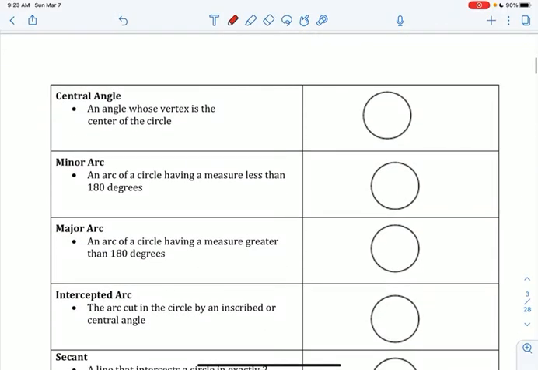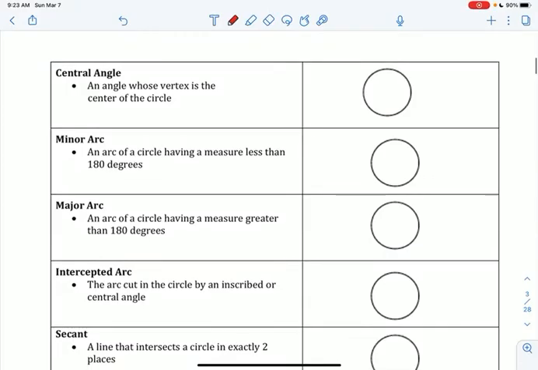This we already did. This got on there twice for some reason, so we don't have to worry about central angle again. But we were talking about arcs, and an arc is like a part of the circumference of the circle. There are two kinds of arcs, a minor arc and a major arc. A minor arc is an arc that has a measure less than 180 degrees, and a major arc is an arc that has a measure greater than 180 degrees.